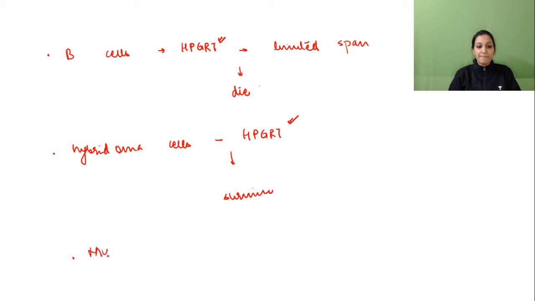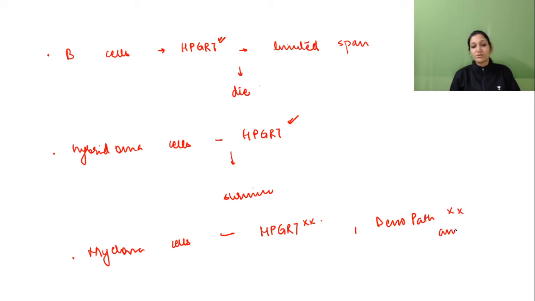And lastly, myeloma cells. HGPRT is defective in them, and the de novo pathway also cannot be used because of aminopterin. So in the end, the fate of the myeloma cell is to die. Like this, all of them have a specific lifespan and specific role.